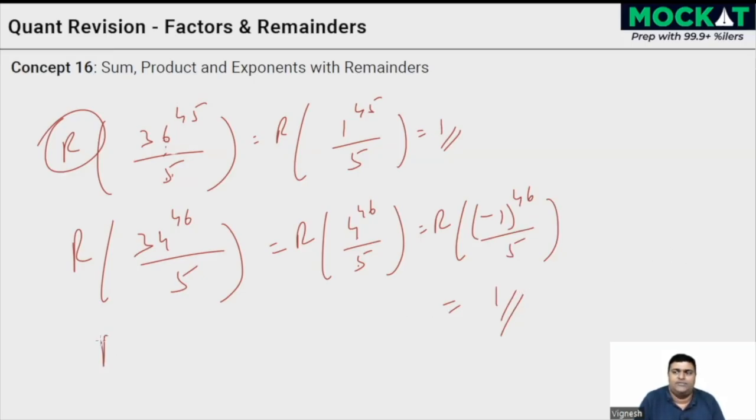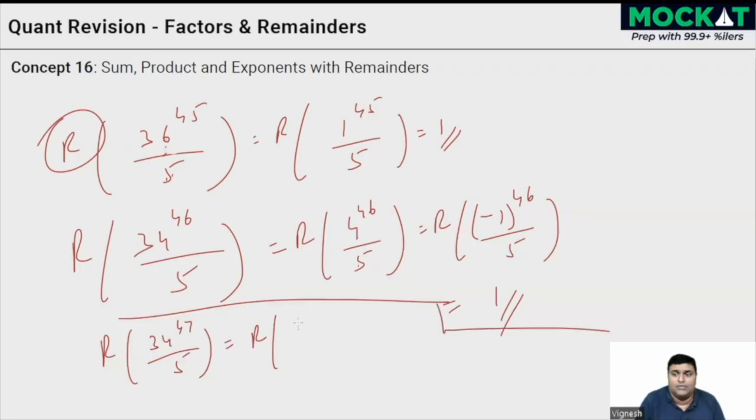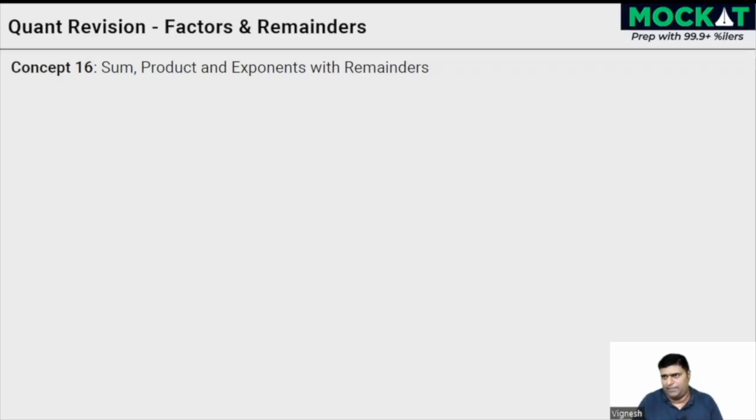Now, what if it's going to be the other way around? 34 power 47 by 5. If the power is odd, then what are we going to get? We're going to get the remainder of minus 1 to the power of 47 by 5, and that's going to be minus 1 by 5. But I don't want a negative number. I can always add back the divisor and bring it to the positive form. So 4 becomes the answer here. So when you divide the base by the divisor, if you get 1 or minus 1, you can quickly close it out irrespective of what the power is going to be. That will be the best way of closing those questions.